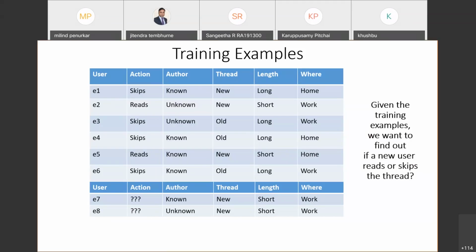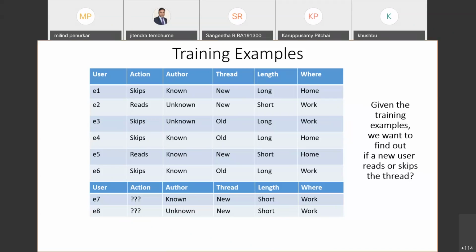So given these training examples, understand that we have an action that is to be predicted for the users. And what we have been given is that we have the author, we have the thread, whether it is a new thread or an old thread, the length of that particular thread that someone is trying to read, whether a user is reading from home or from the workplace. So someone is randomly reading something, and the thread is from a well-known author or an unknown author. You do not know that author before.